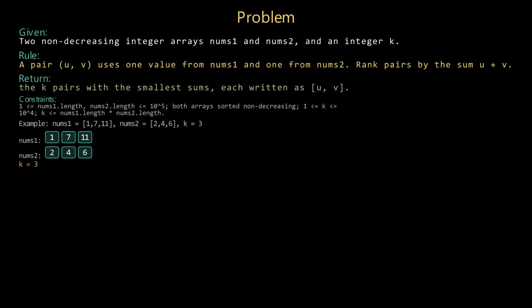You are given two sorted integer arrays and an integer k. Form pairs by taking one value from each array. Find the k pairs whose sums are smallest. In the example, nums1 is 1, 7, 11 and nums2 is 2, 4, 6 with k equal to 3. The three smallest sums come from pairing 1 with 2, 1 with 4, and 1 with 6.